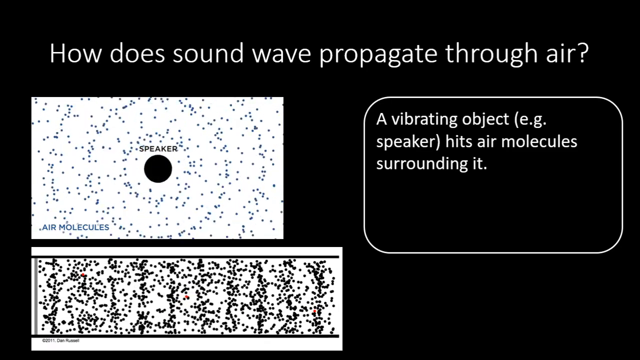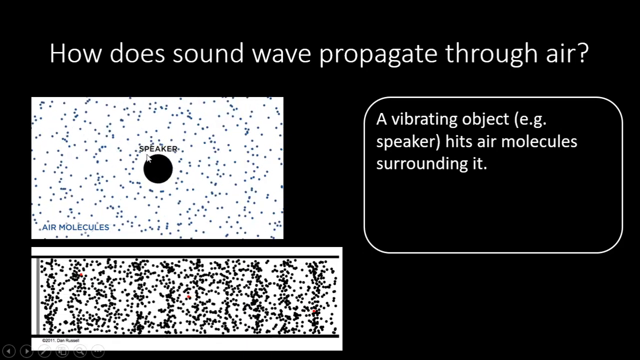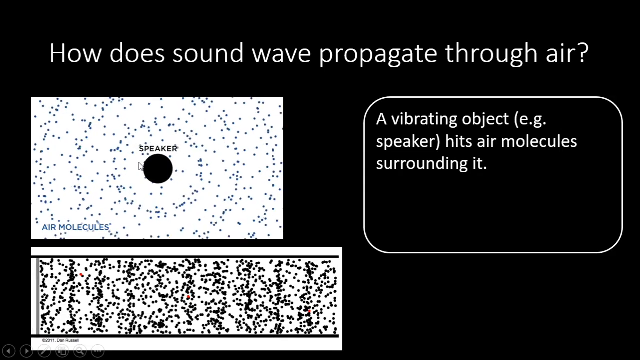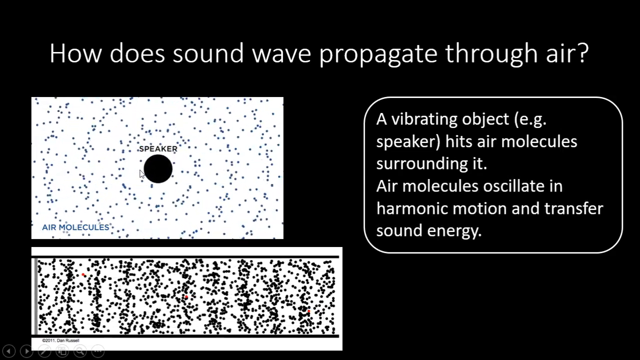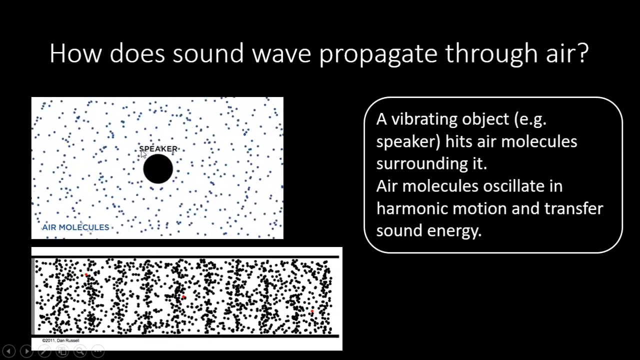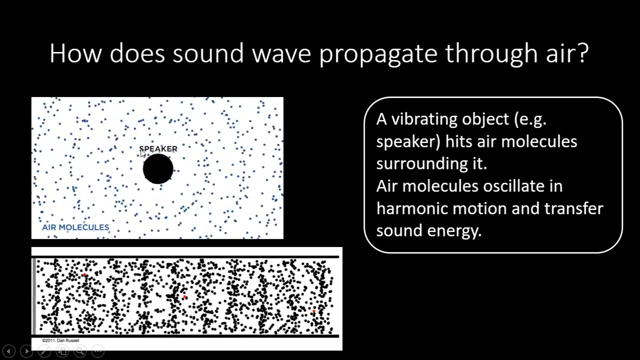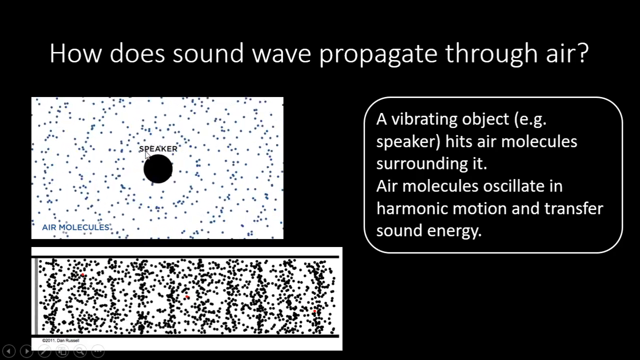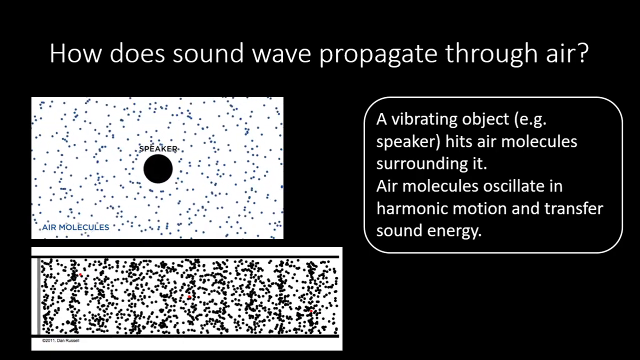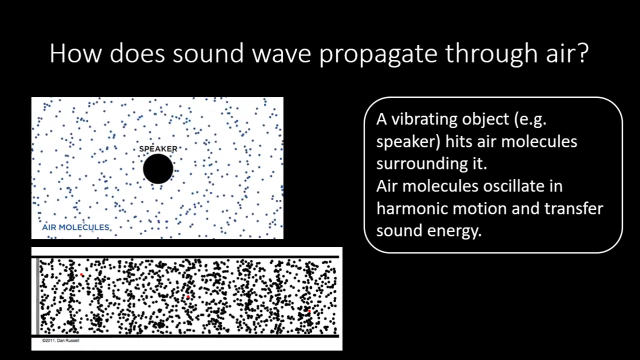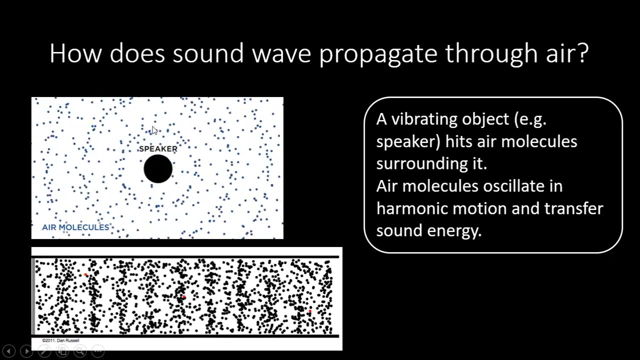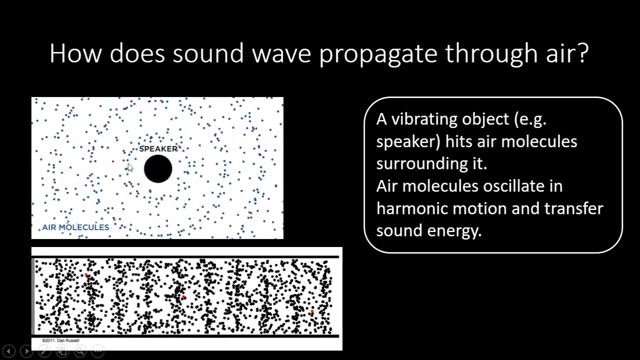The vibrating object produces an oscillation in the surrounding air molecules. So the air molecules move to and fro, oscillating in simple harmonic motion, and transfer the energy to the next air molecule, and the next air molecule oscillates in simple harmonic motion and transfers the energy to the next particle, and by this process energy is transferred from one layer to another layer to another layer.